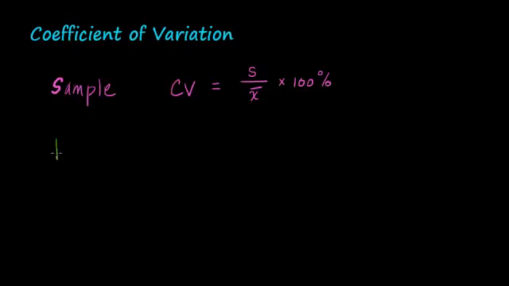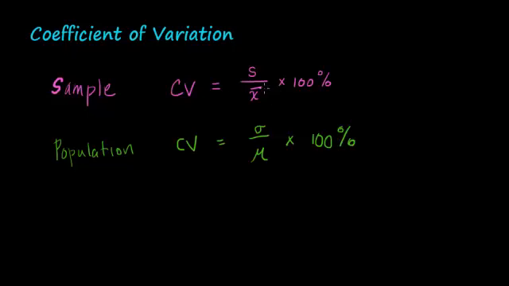For a population, the coefficient of variation is just equal to the population standard deviation, sigma, over the population mean, that ratio, times 100%.